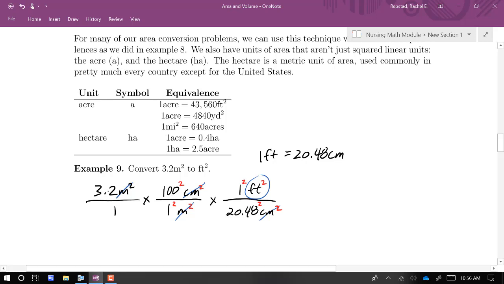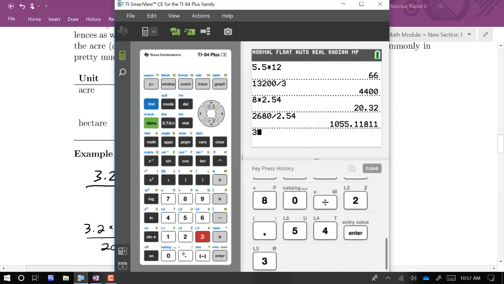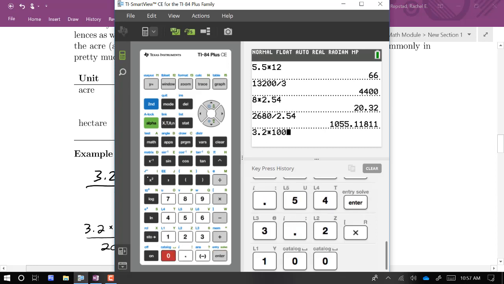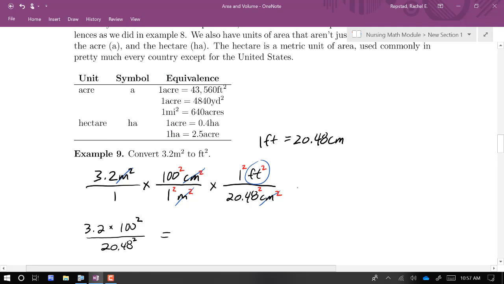But now in order to finish this up, what I'm going to do is take 3.2, multiply it by 100 squared, and then divide it by 20.48 squared. And I get 76.29 square feet.